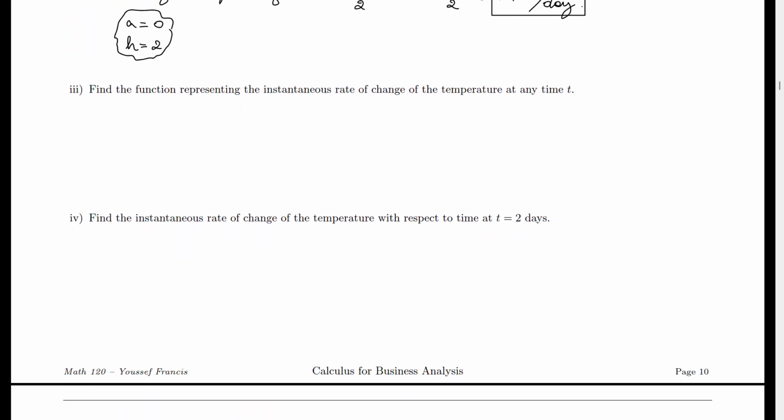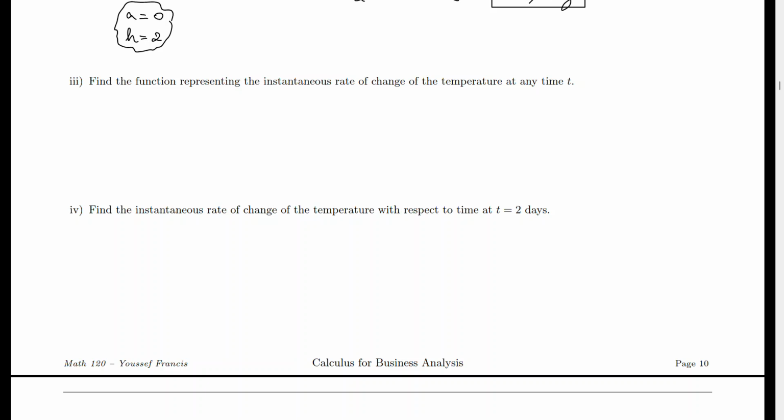Okay, so next it's asking us to find the function representing the instantaneous rate of change of the temperature at any time small t. Notice how they're asking for the function that represents the instantaneous rate of change. Whenever I hear instantaneous rate of change, I'm thinking derivative. So they want the function that represents the derivative. Remember, we were given capital T of small t, the original function: negative 0.1t squared plus 1.3t plus 98.6. From this, they want me to create the function that gives the instantaneous rate of change. In other terms, they just want the derivative.